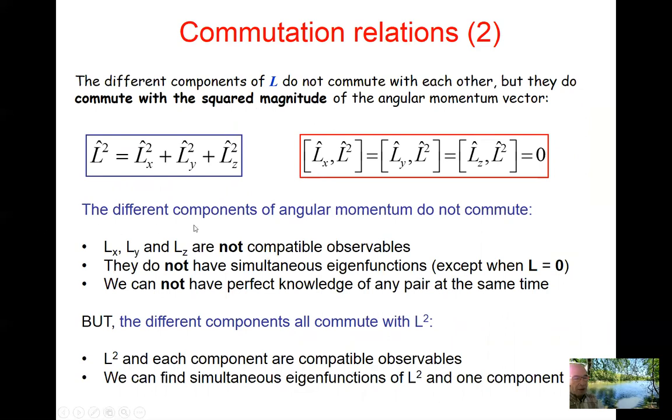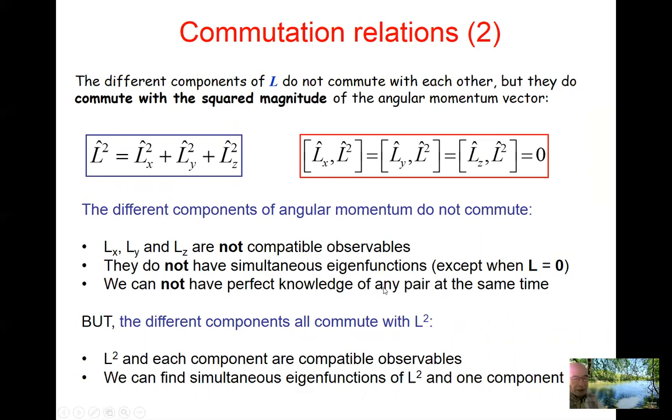And so the consequence of that is that different components of angular momentum do not commute. And so Lx, Ly, and Lz are not compatible observables. They do not have simultaneous eigenfunctions. We cannot have perfect knowledge of any pair at the same time.